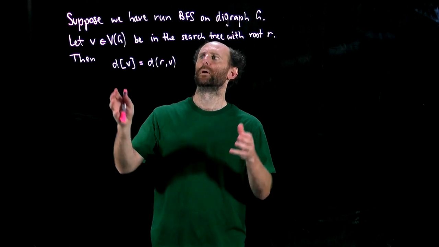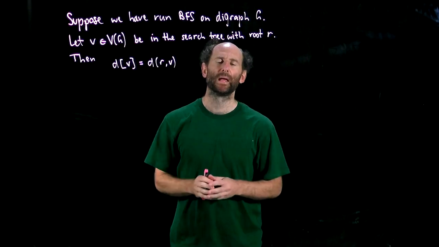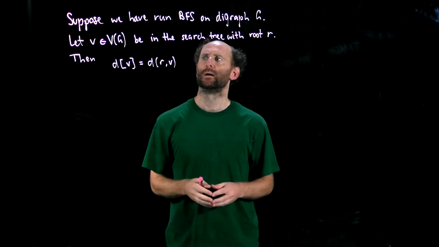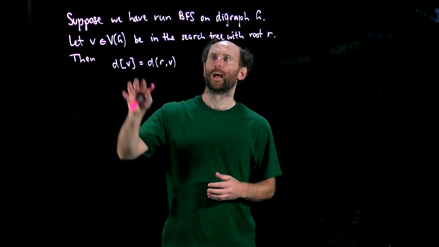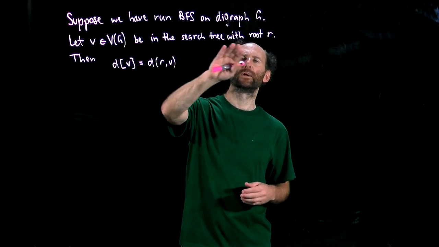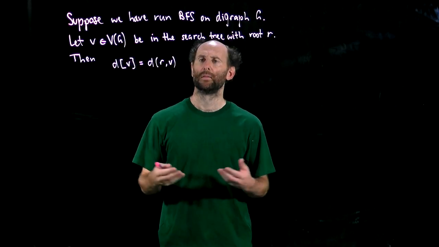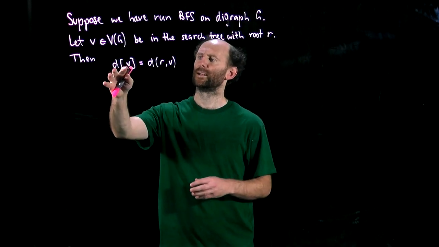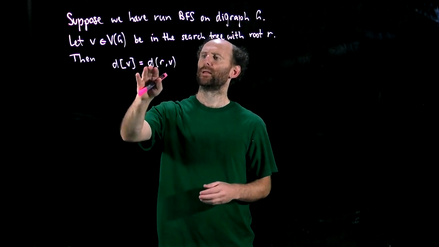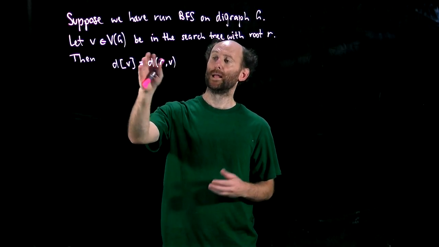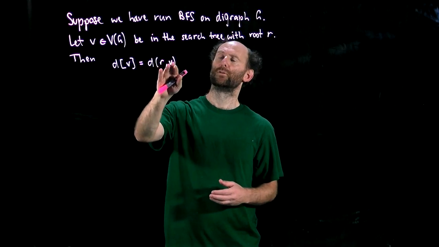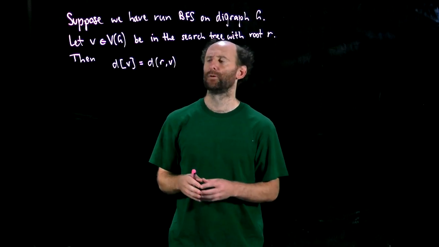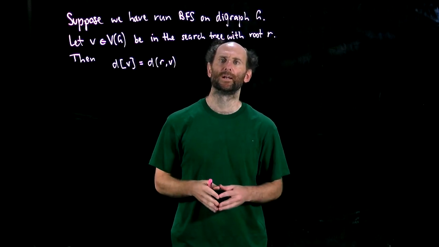Okay, here's the result. Suppose we run a BFS on some digraph G, and we look at V, a node in G, and we assume that V is in the search tree with some root R. Then the thing that we recorded in position V of array D, what we're calling the depth, is just the distance in G from the root to V. How do we prove this? Well, we won't prove this result here, but if you wanted to, you could easily do so by induction.